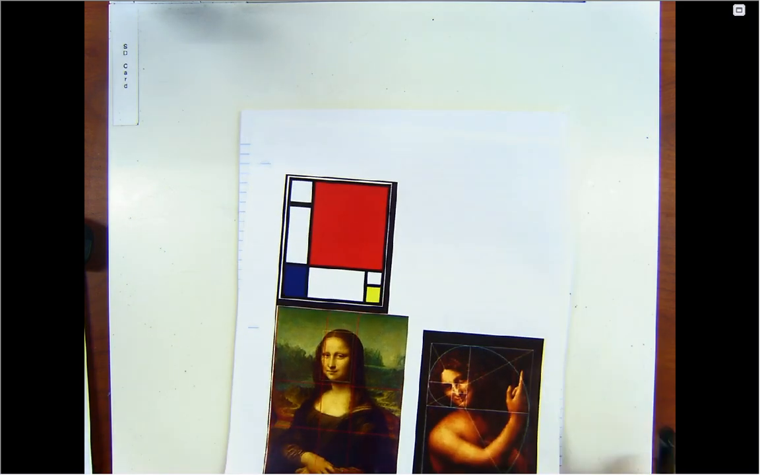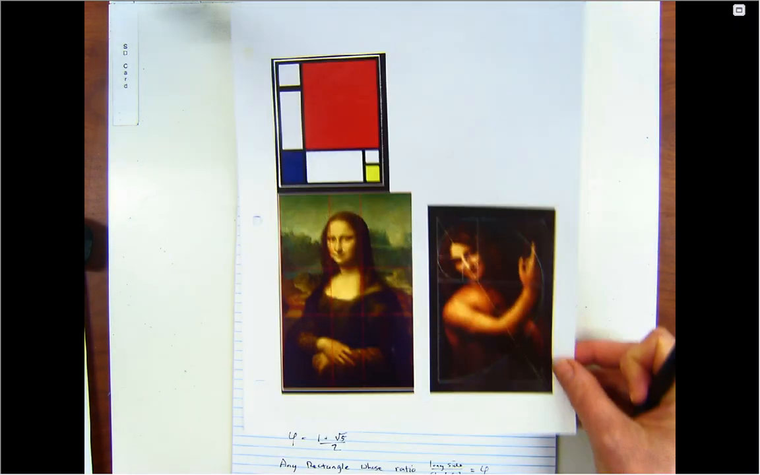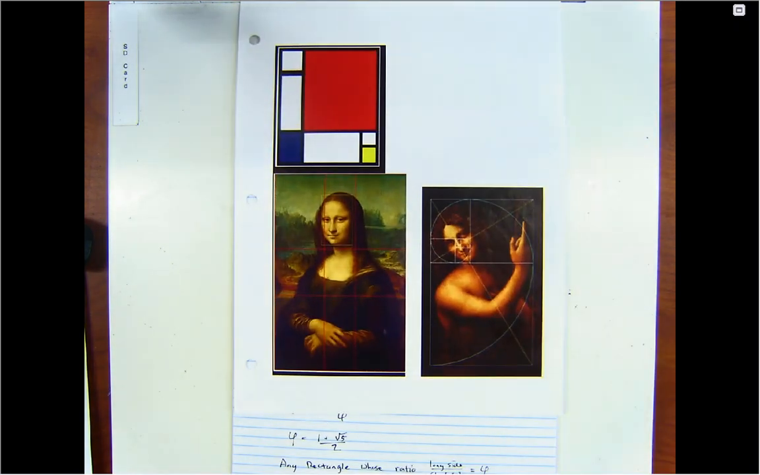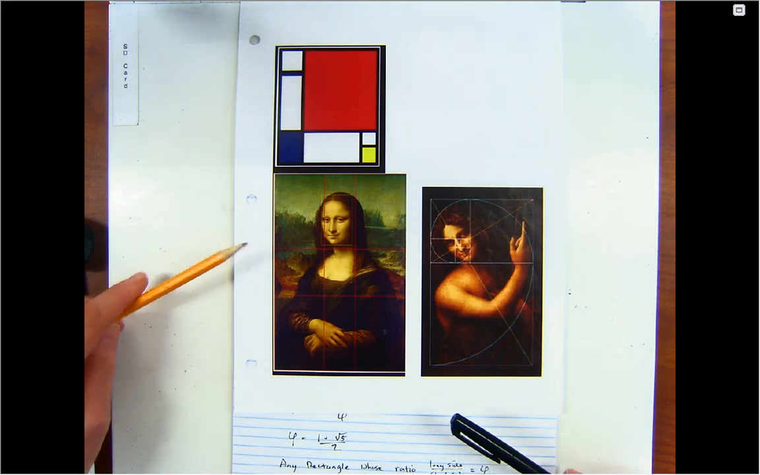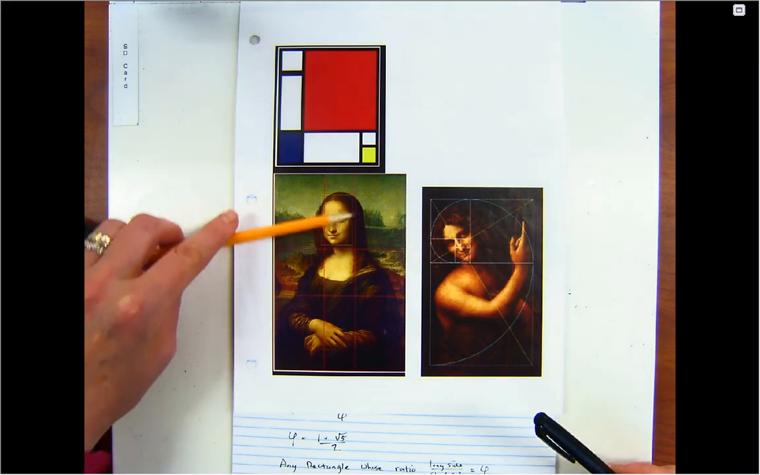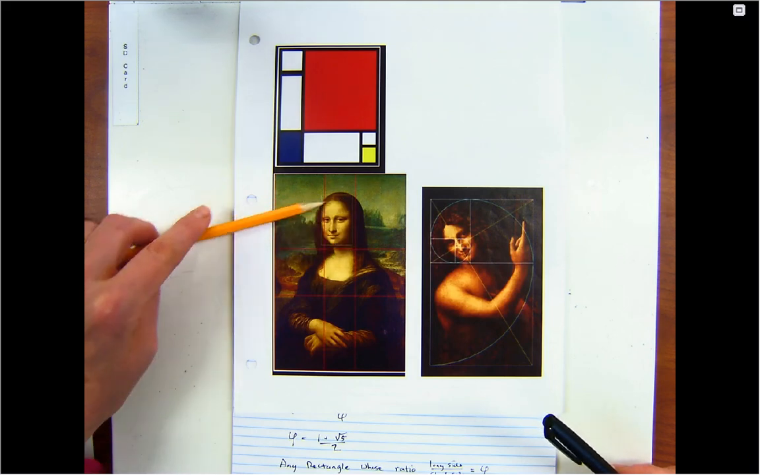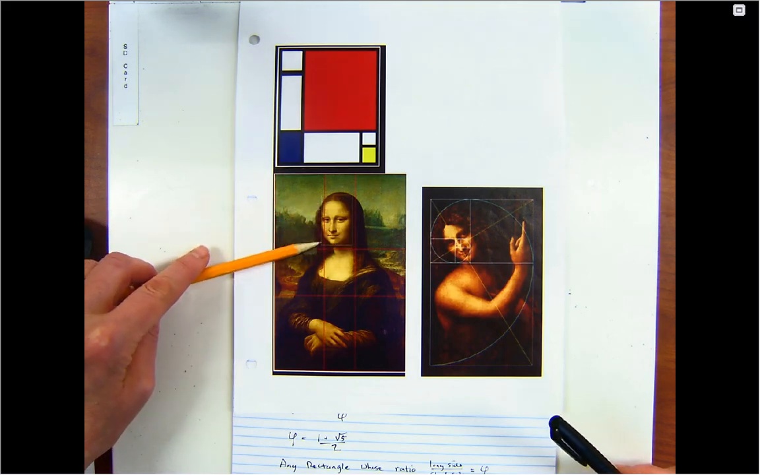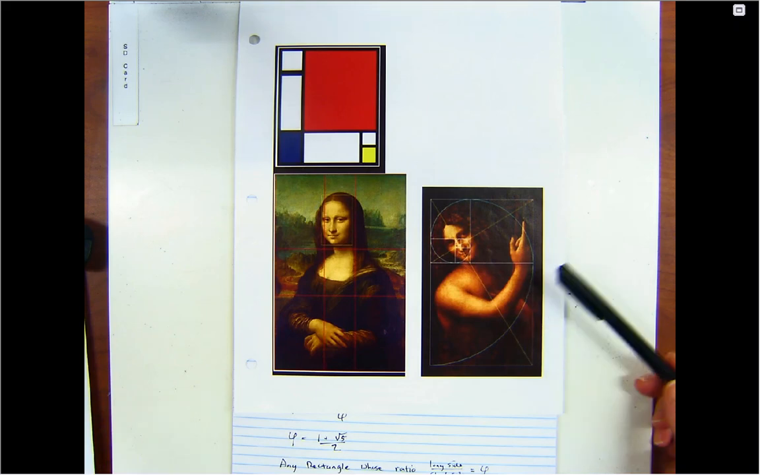Did anybody find any on that one? Okay. Again, if you find something between 1.5 and 1.7 with our measuring techniques, that's probably what the artist was intending. How about on this one? Anybody find any there? I did. What did you find? Mona Lisa's head, there's a golden box around her head. So there's a golden rectangle around her head. Exactly 1.6 there. Okay, good.